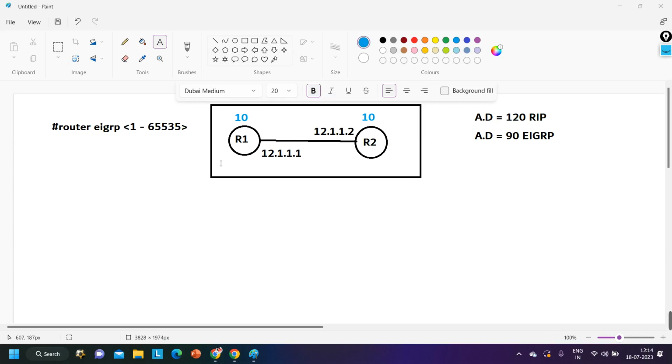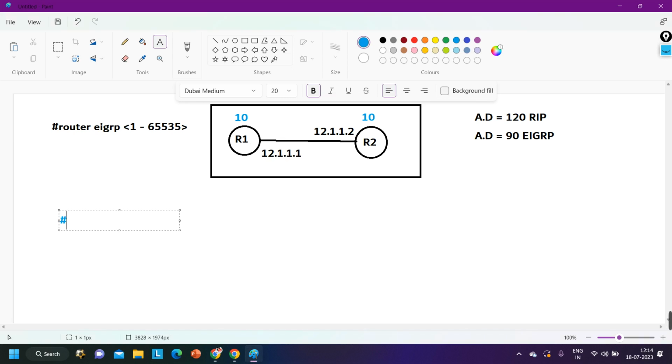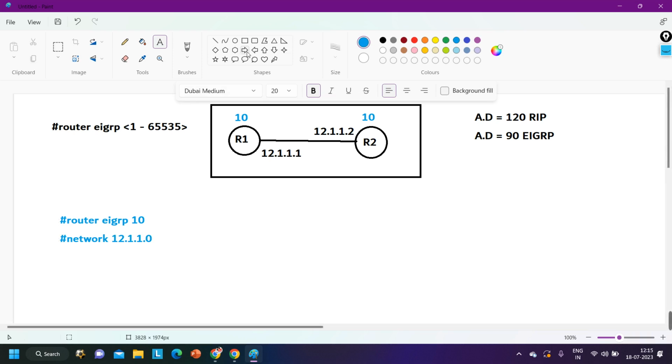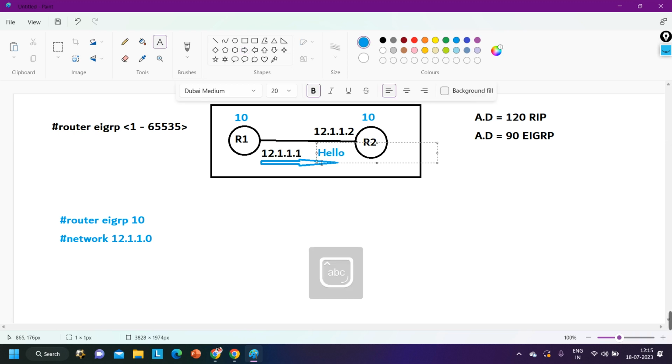After that, to configure EIGRP on router 1, I just need to run the command router EIGRP and then AS number 10, and after that we will define the network command: network 12.1.1.0. Once I hit enter over here, router 1 will start sending one hello message from this interface. This is nothing but the hello message of router 1.